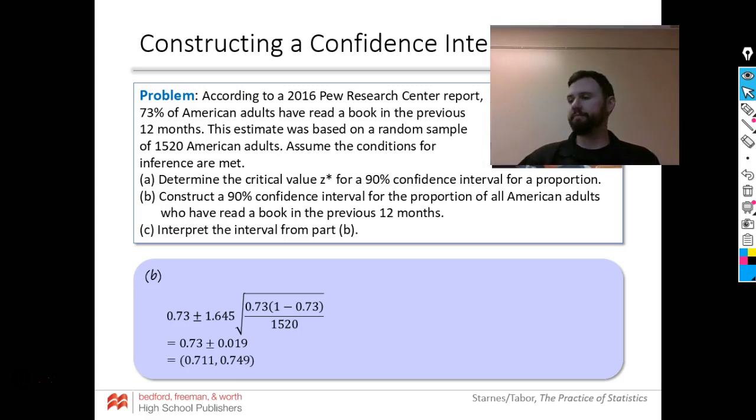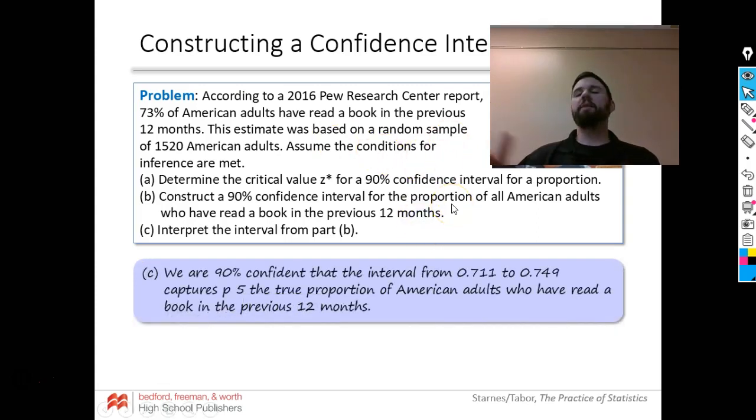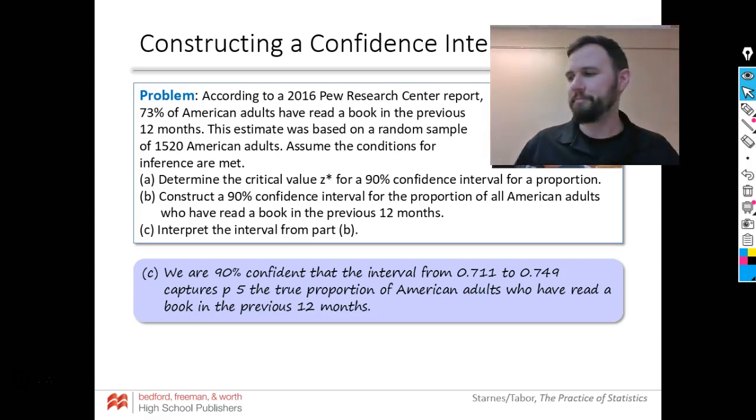Let's interpret. So we are 90% confident that the interval from 0.711 to 0.749 captures the true proportion of American adults who have read a book in the previous 12 months. All right? That's how you interpret a confidence interval, not level.